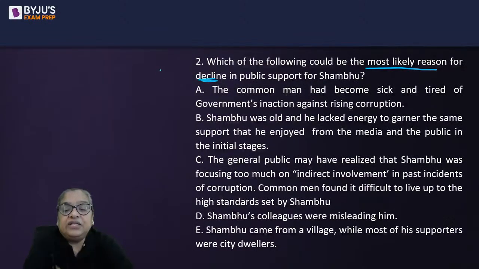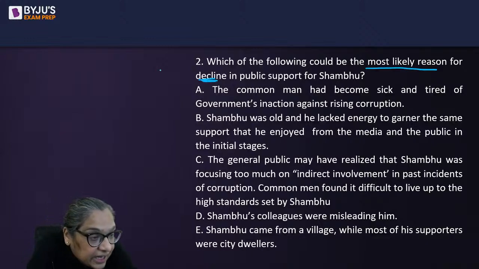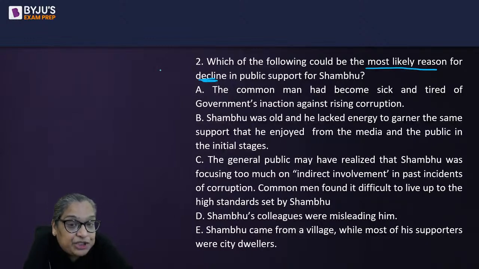Who knows? The general public may have realized that Shambhu was focusing too much on indirect involvement in past incidents of corruption. Common man found it difficult to live up to the high standards set by Shambhu. Shambhu's colleagues were misleading him. Shambhu came from a village while most of his supporters were city dwellers. Kushi, read the question. There was a decline in support.